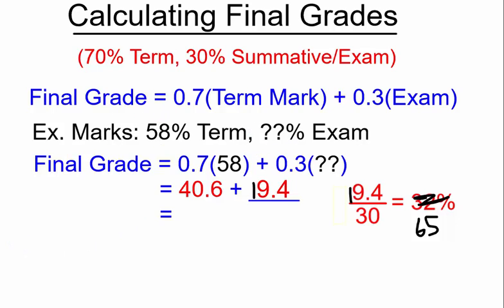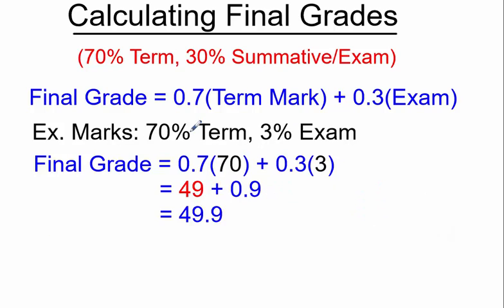And if you're in the range of, as we saw, something like 70%, you essentially cannot fail the course at that point. You can drop significantly. Obviously, getting a 3% on your exam when you had a 70 term would be rather disappointing. It would leave you with a 50% final, but still not a failing mark.